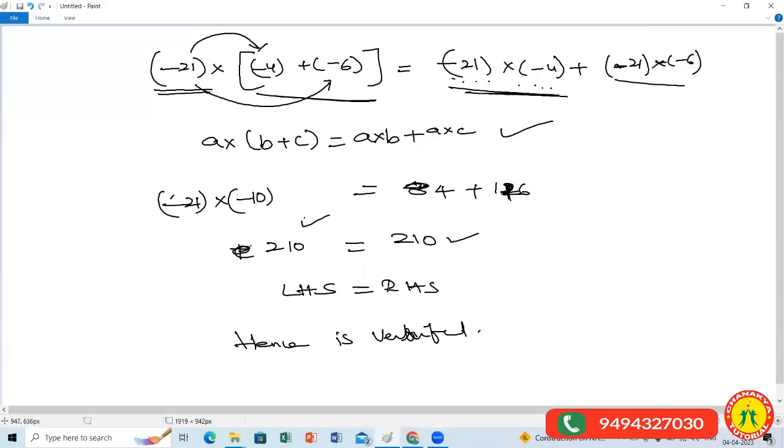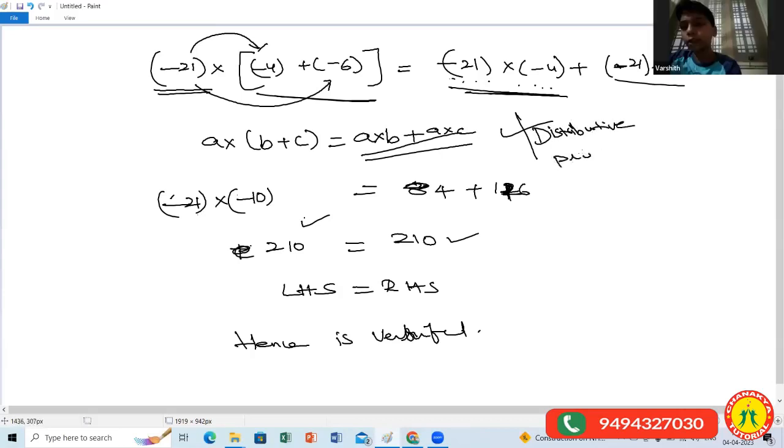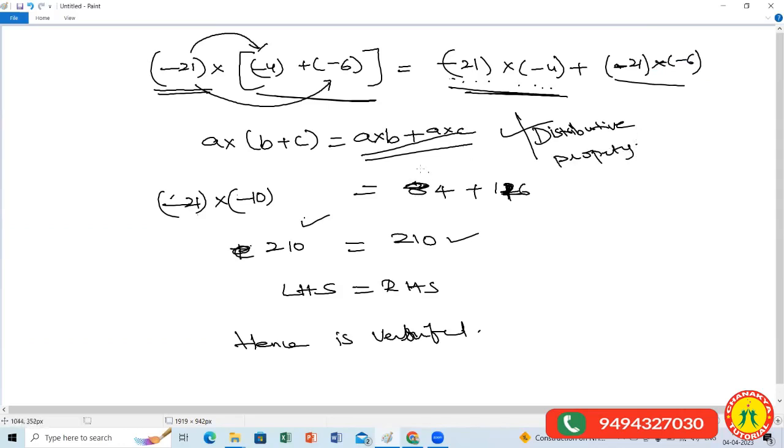Which property did we use? What is this property name? Distributive property. You have to mention, children, multiplication over addition. If you want, write the complete name: distributive property, multiplication over addition. Any doubt, children? Please do your own. Try to do.